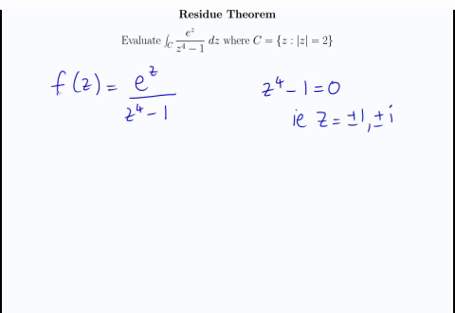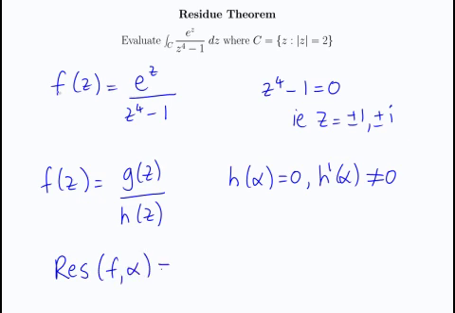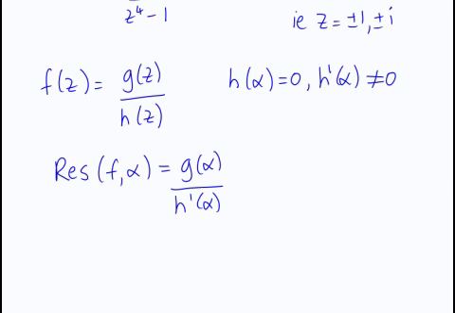Now, in order to do this, the simplest thing to do is to use what I would call the g over h rule. That says that if f of z is a quotient of one function of z divided by another function of z, and if those functions g and h are analytic at the point that we're interested in, so at each of our points plus or minus 1, plus or minus i, and if h at that point is 0, which it will be if we're looking at a singularity, and if the derivative of h at that point is non-zero, then the residue of my function at the point alpha is given by g of alpha divided by h primed of alpha. I'll just scroll down a little bit. So that's what I would call the g over h rule for evaluating these residues.